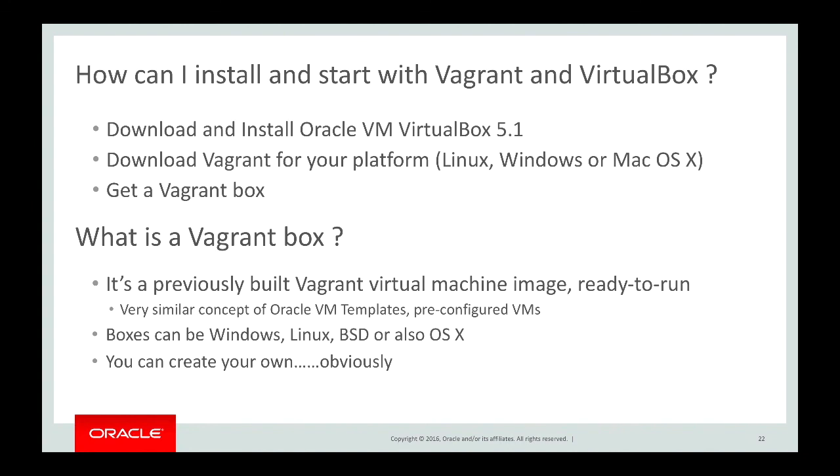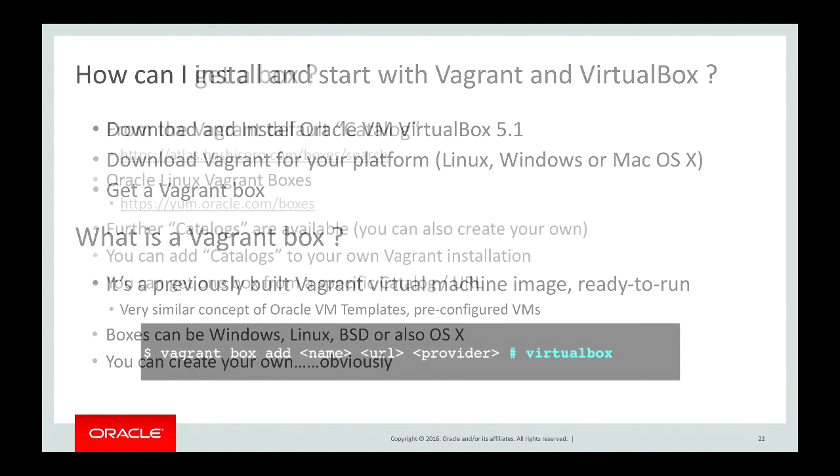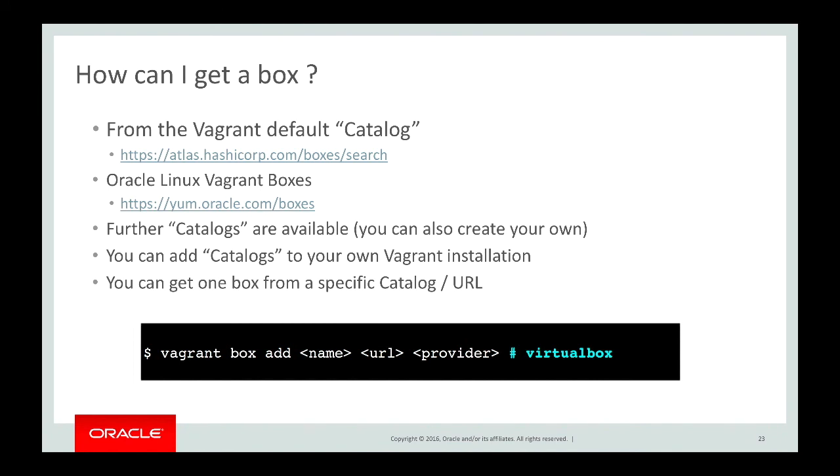Once the software has been installed, you'll need a Vagrant box. What is a Vagrant box? It's a previously built Vagrant virtual machine image, pre-configured and ready to run. It's a very similar solution to the Oracle VM templates that we have for our Oracle on-premise open cloud infrastructure. The boxes can cover all x86 platforms like Windows, Linux, BSD, and also macOS X. And you can also create your own boxes, obviously. And how can I get a Vagrant box? There is more than one public catalog.